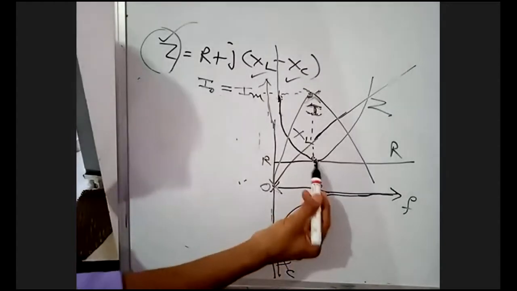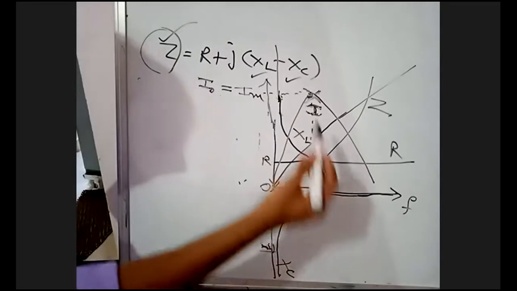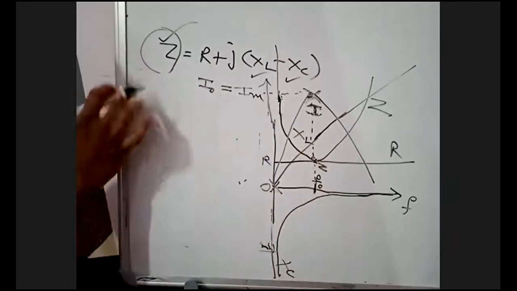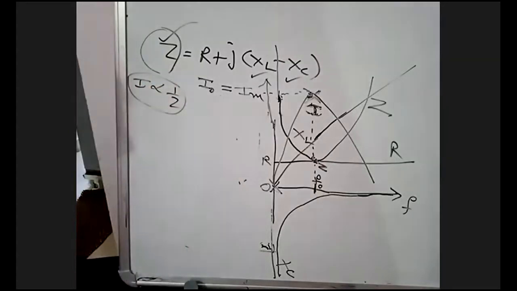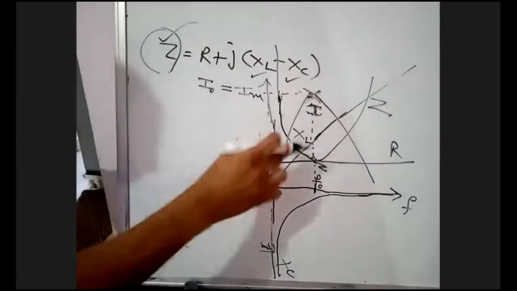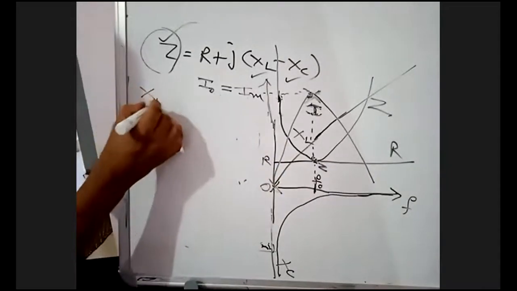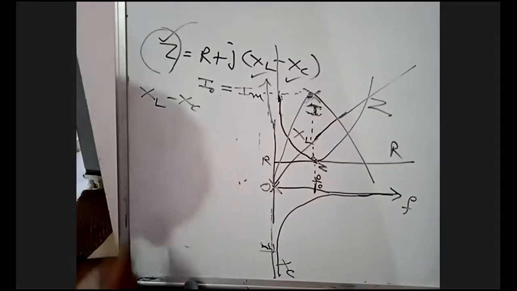Impedance will be minimum. Your Z is minimum. This is your Z. Z is minimum, so current will be maximum, because current is inversely proportional to Z. Now I have drawn the curve for current. Now I will draw the curve for XL minus XC.